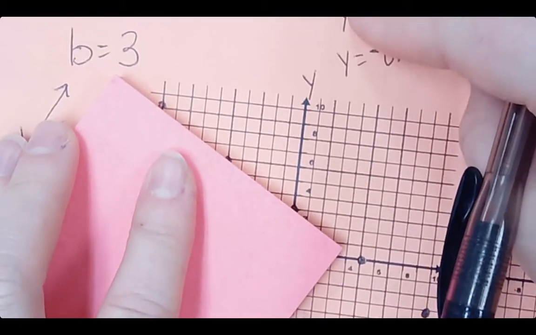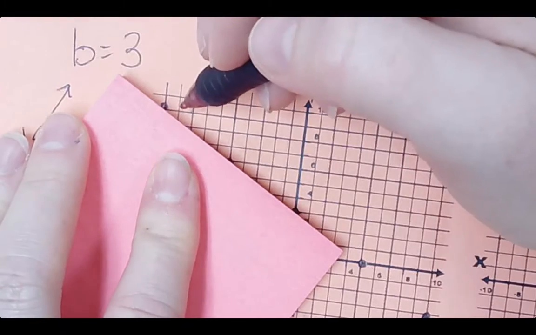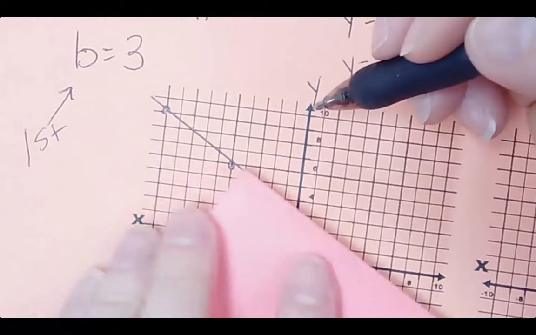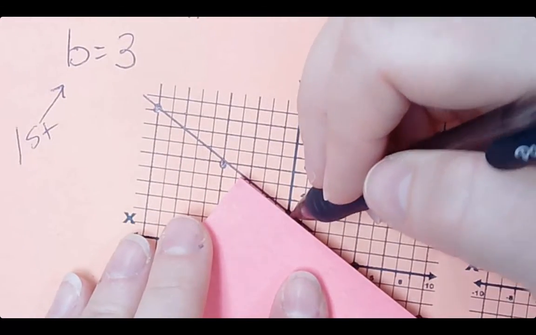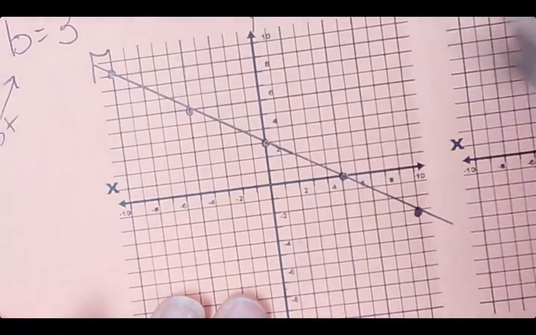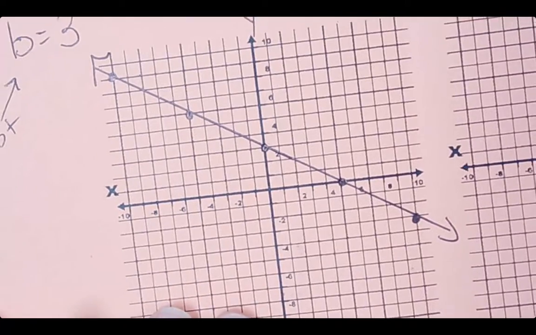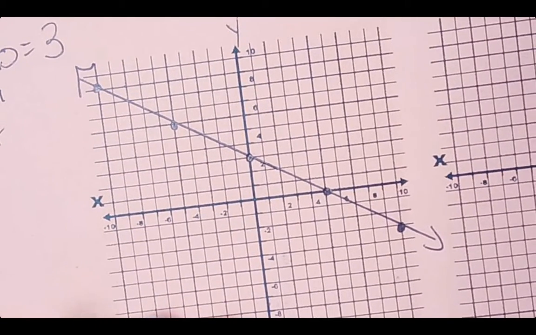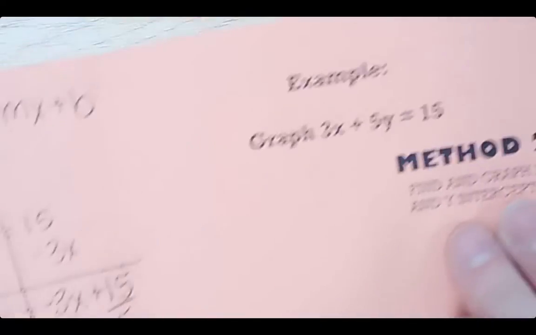So a ruler. I'm using Post-it notes because I don't know what I'm doing. Okay. And then put arrows on the end because it extends on and on forever. Okay, so that is method 1. Okay, let's do method 2.